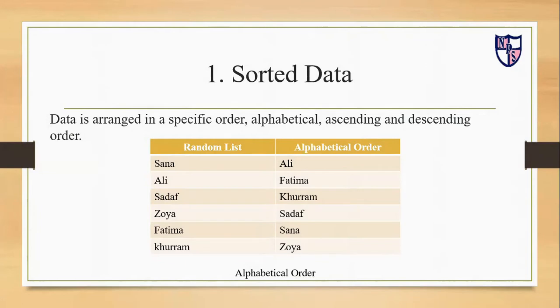We have two columns. On the left hand side, you can see a column where the names of the students are put randomly, but on the right hand side, you can see the names are arranged in alphabetical order. So by sorting data in this manner, we can locate our desired data more easily rather than just having our data in random order. So now you get an understanding of what sorted data is.